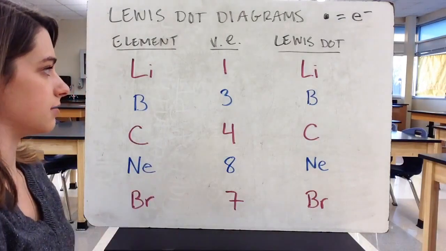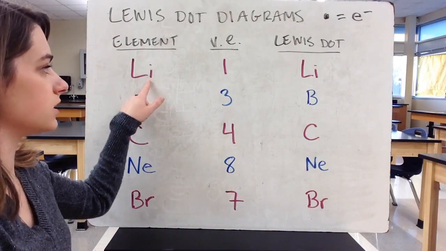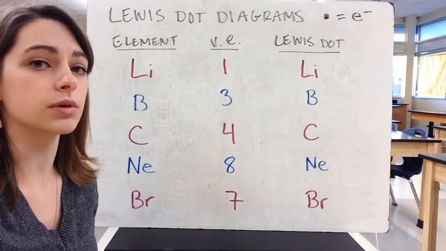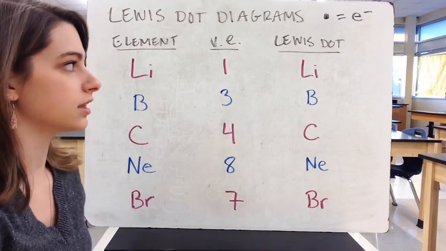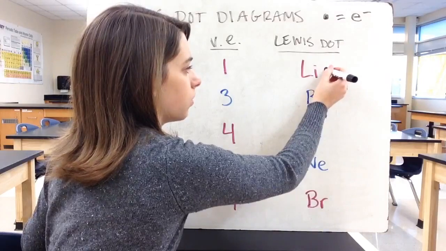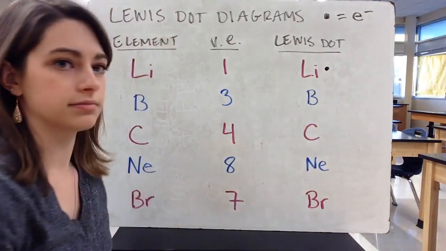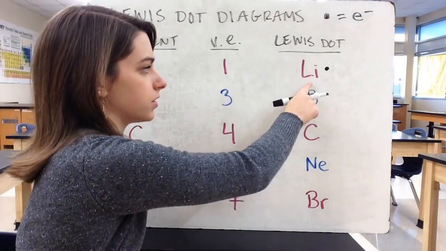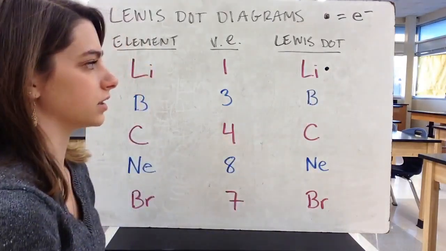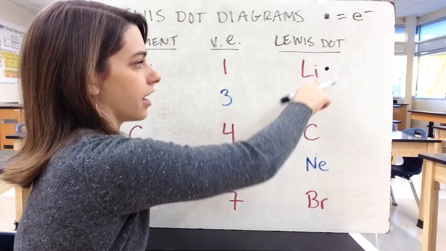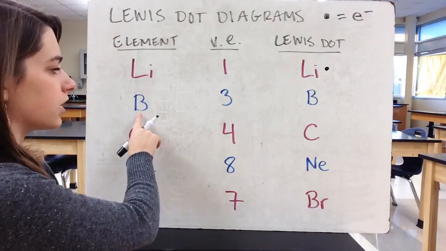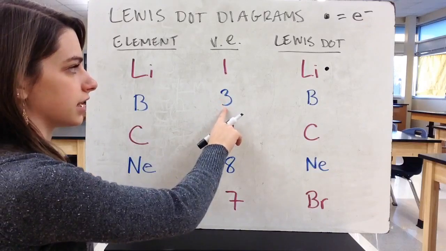So let's go through our same examples. Our first element was lithium. We said that lithium had 1 valence electron. So if we were going to draw the Lewis dot diagram for lithium, we would draw 1 dot because it has 1 valence electron. So we write the symbol, and then we write 1 dot next to it. For right now, it doesn't matter where it goes, you just have 1 dot. If we move on to boron, boron has 3 valence electrons.